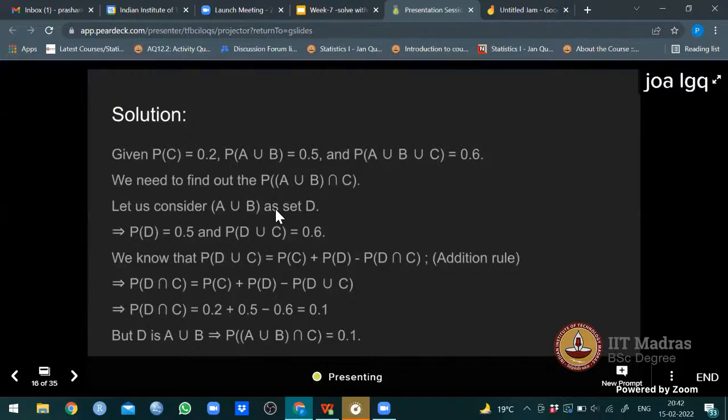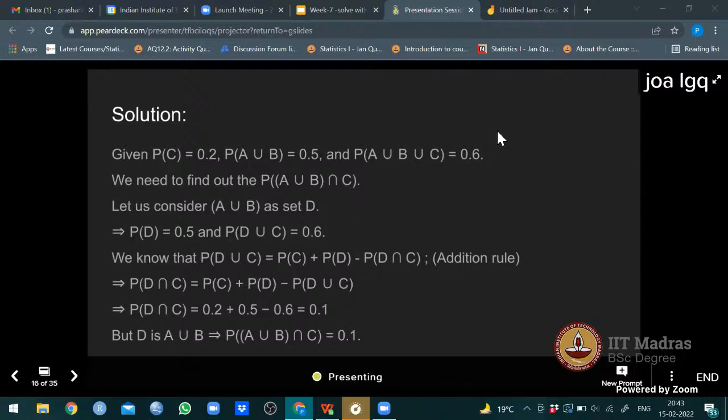You can consider this A union B as D. Then it becomes D union C. By the addition rule of probability, the probability of D union C will be probability of C plus probability of D minus probability of D intersection C. So probability of D intersection C will be equal to probability of C plus probability of D minus probability of D union C. Your probability of C is given as 0.2, probability of D, which is nothing but probability of A union B, is 0.5, and probability of D union C, that is A union B union C, is 0.6. So your correct answer is 0.1, where D is nothing but A union B, and the probability of A union B intersection C is 0.1. Okay, does everyone get this one?